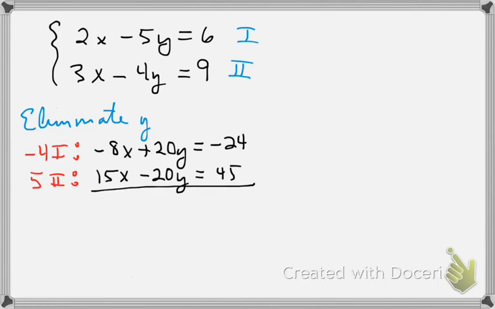So what we've done is we've lined up y for elimination, because what's going to happen with a plus 20y and a minus 20y when I add them? Yeah, they cancel out. So I add these two together. -8x and 15x gives me 7x. And then -24 and 45 gives me 21. You guys agree? So x equals 3. How bad was that?